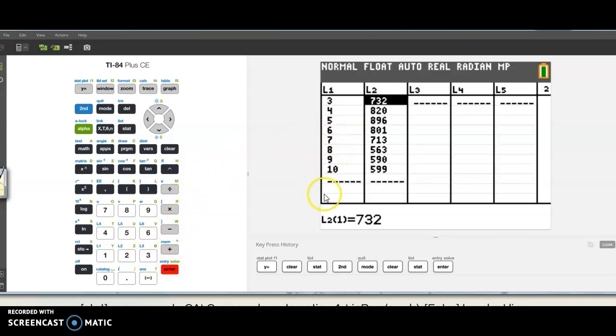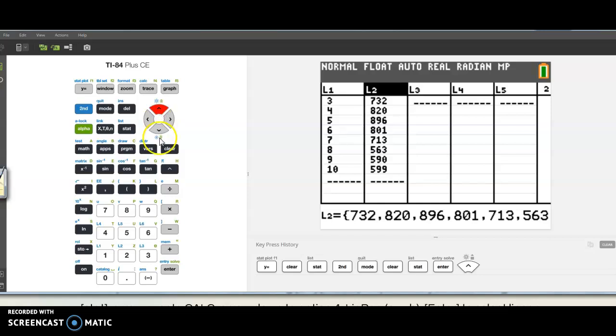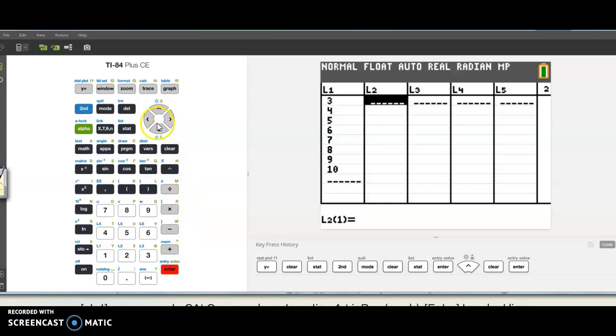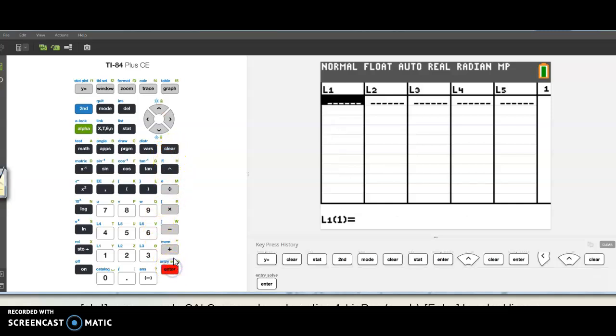Now I see that I have data in here from a previous problem, so in order to clear it, I arrow up until the list name is highlighted and hit clear and hit enter. And then I can go over here, list 1, arrow up, hit clear, and hit enter. So list 1 is my first list, or my X values, and we had said that they were 0, 1, 2, 3, and 4.